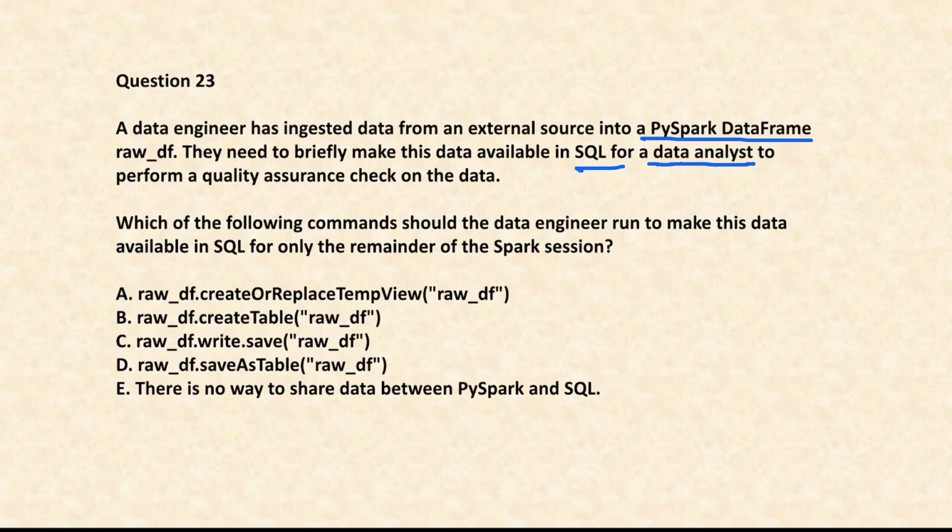So let's read the options that we have. Basically, in the first option, you are creating or replacing a temp view. In the second option, you are doing a create table out of a data frame. Here you are doing write.save and then save as table. If you see, the syntax for create table is not right. The write is also not correct. The save as table is not correct either, because it is like df.write.save as table, right? So this is not correct.